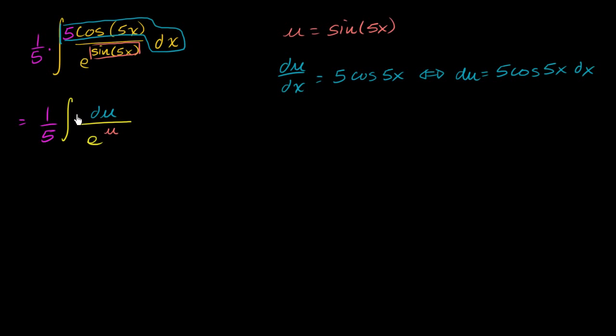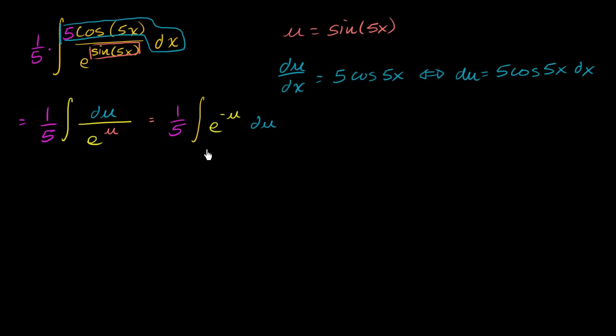Well, we're still not quite ready to simply take the antiderivative here. If I were to rewrite this, this is equal to 1/5 times the integral of e to the negative u du.